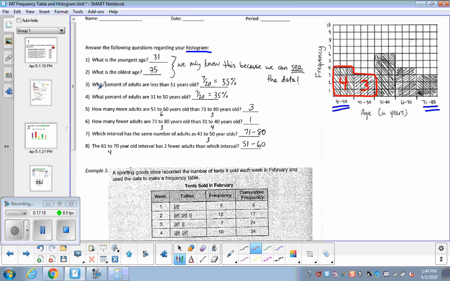Now it asks what percent of the adults are 31 to 50. That's another way of asking what we just answered. So 31 to 50 is these 2 categories, so those same 7 people, so that same 35% of the data, all right? And it would make sense that the other 65% of the data is over the age of 50 because of what we just talked about.